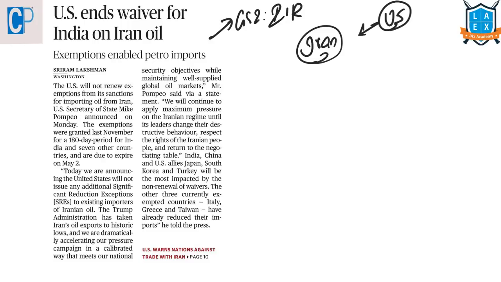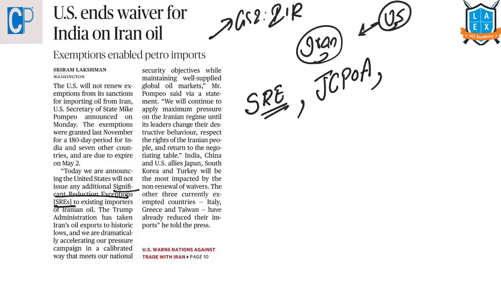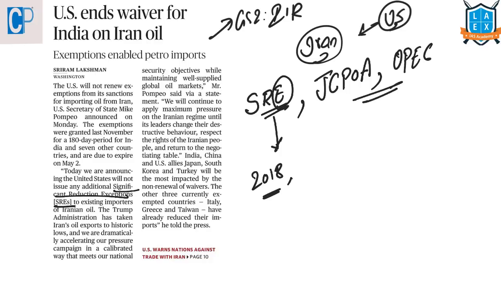about three things. One is, what is this significant reduction exceptions that is mentioned in this article, and the Joint Comprehensive Plan of Action, and what is this OPEC. Now let's see in detail about these three. First thing is significant reduction exceptions. In November 2018, the United States granted exemptions from its sanctions for importing oil from Iran for a 180-day period for India and 7 other countries.